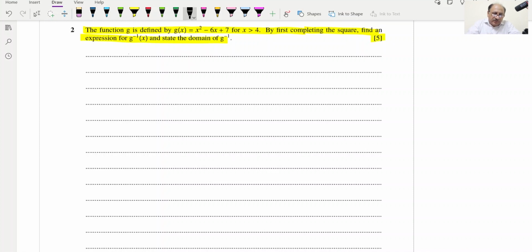So we'll take g of x. g of x is equal to x squared minus 6x plus 7. We'll first have to use the completing the square method. So x as it is, and half of this coefficient of x will be minus 3.